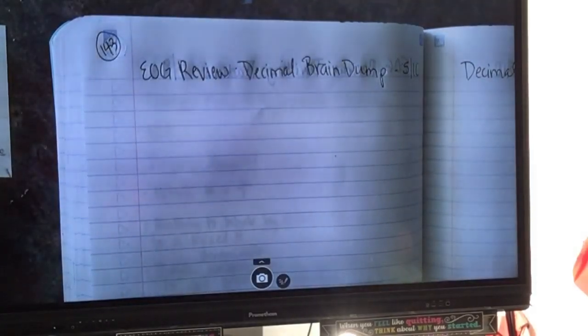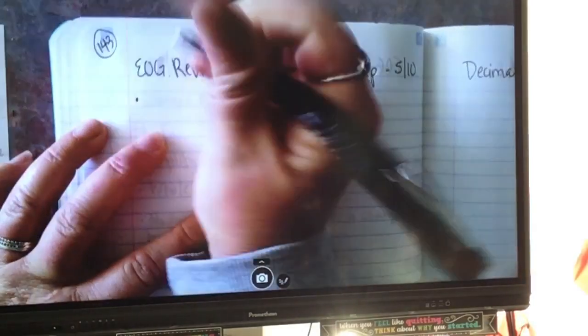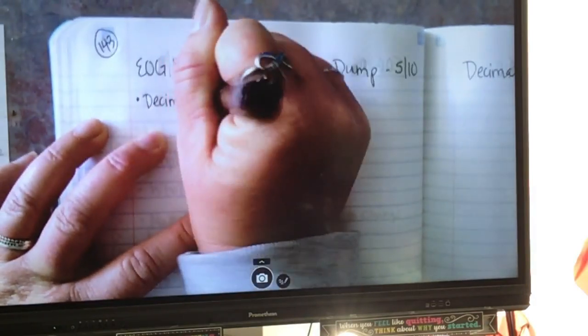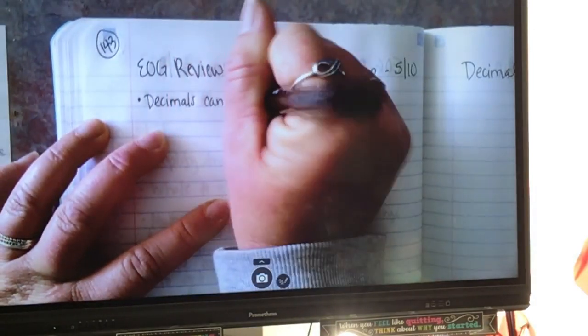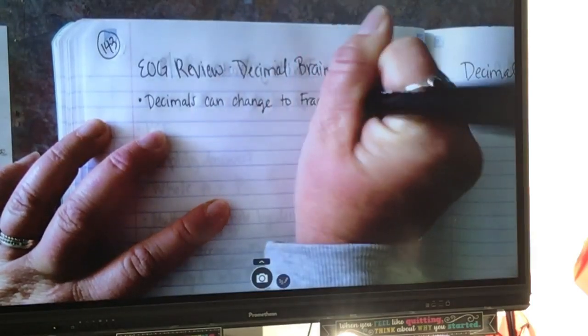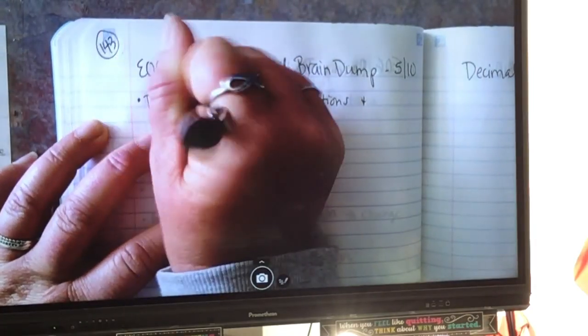So go ahead and raise your hand and give me one thing that you wrote on your brain dump. Yeah, Ron. Decimals can be changed into fractions, or the opposite. Fractions can be changed into decimals. Okay, what else?